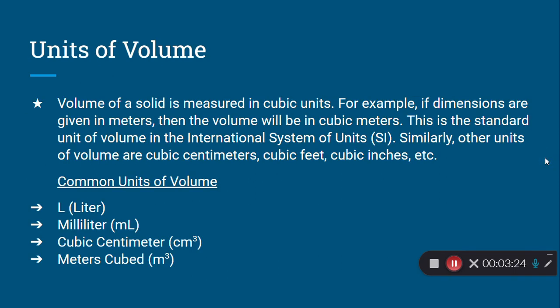Units of volume. Volume of a solid is measured in cubic units. For example, if dimensions are given in meters, then the volume will be in cubic meters. This is the standard unit of volume in the International System of Units. Similarly, other units of volume are cubic centimeters, cubic feet, and cubic inches. Common units of volume are liter, milliliter, cubic centimeter, and meters cubed.